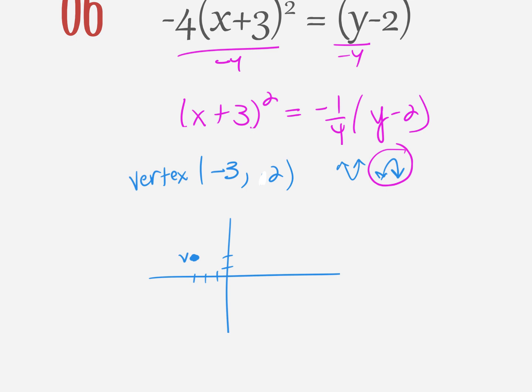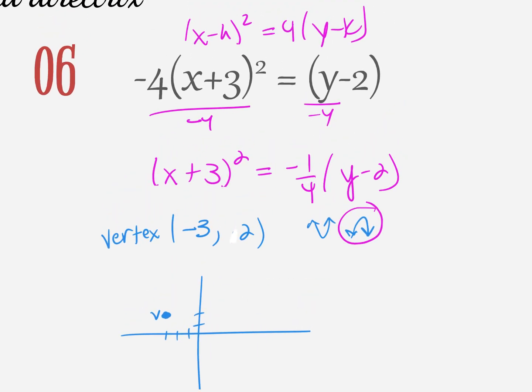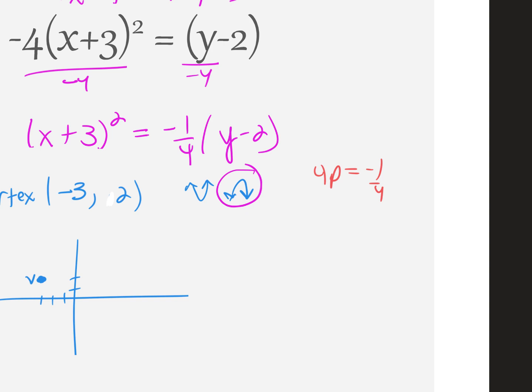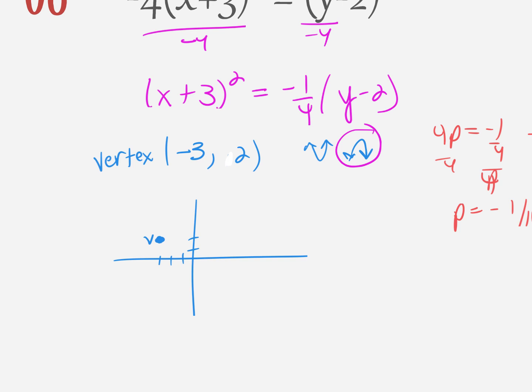There's my vertex. So let's figure out what the p value is. What do I set equal to each other? 4p equals -1/4. Good. So we're going to divide both sides by 4. So p equals, if I have -1/4 times 1/4, what does that equal? -1/16. Wonderful. How far away is your focus from the vertex? Negative what? 1/16. How far is your directrix from your vertex? It's going to be 1/16 of a value.